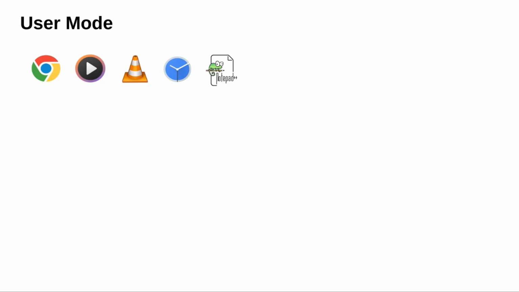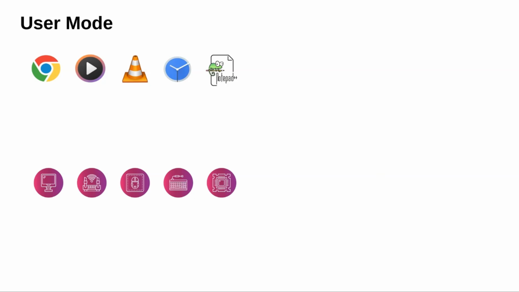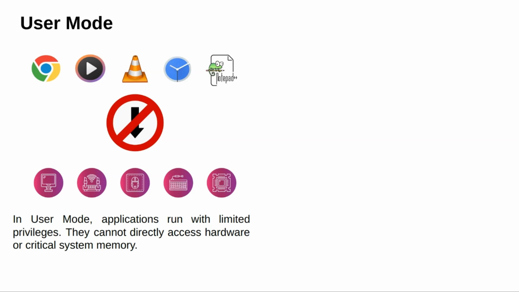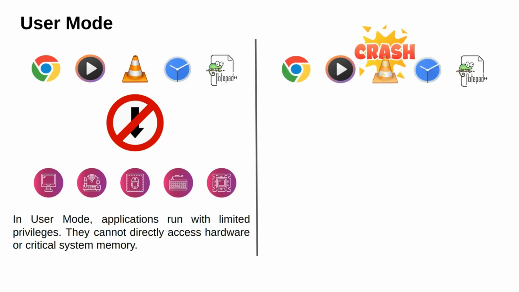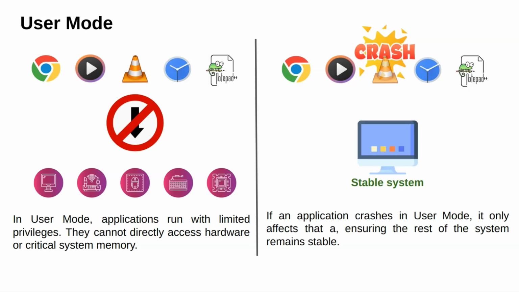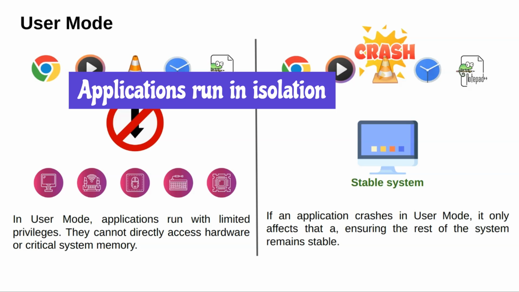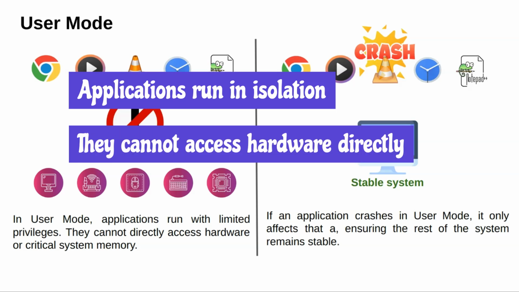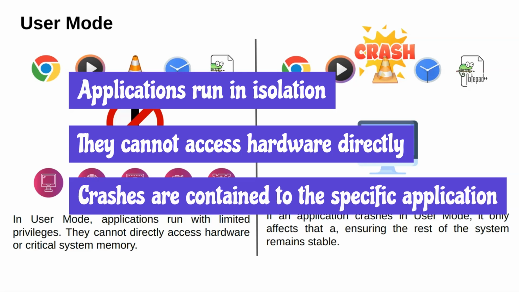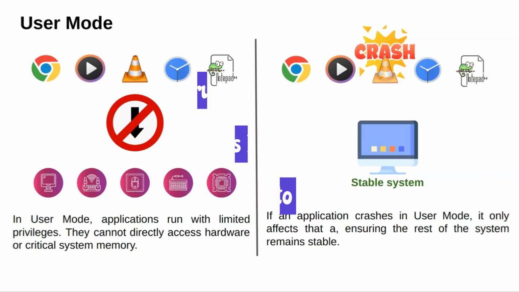So what happens in user mode? In user mode, applications run with limited privileges. They cannot directly access the hardware or critical system memory. User mode ensures that applications operate within a safe sandbox. Even if one application crashes, it won't affect the rest of the system. In user mode, applications run in isolation. They cannot access hardware directly, and crashes are contained to that specific application.